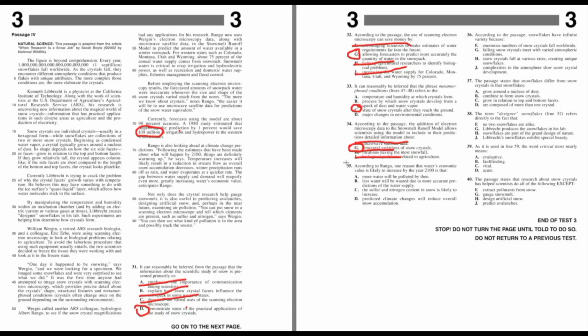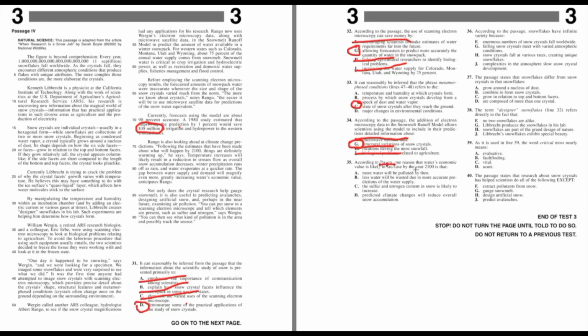Now, 35. According to Rango, one reason that water's economic value is likely to increase by the year 2100 is that. So first, we have two little nuggets of information in this question. One, according to Rango, and two, by the year 2100. So now let's go to the passage and try to locate Rango. We can find the part of the passage that mentions him in line 50, and if we go after that, we can find where it mentions the year 2100 right here.